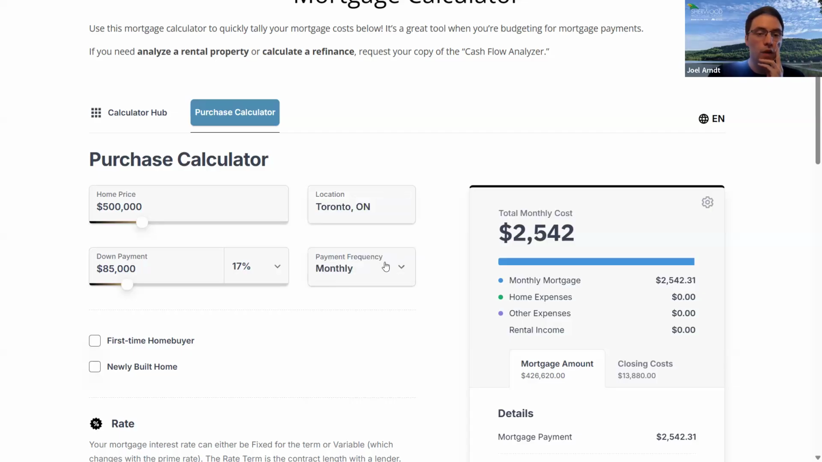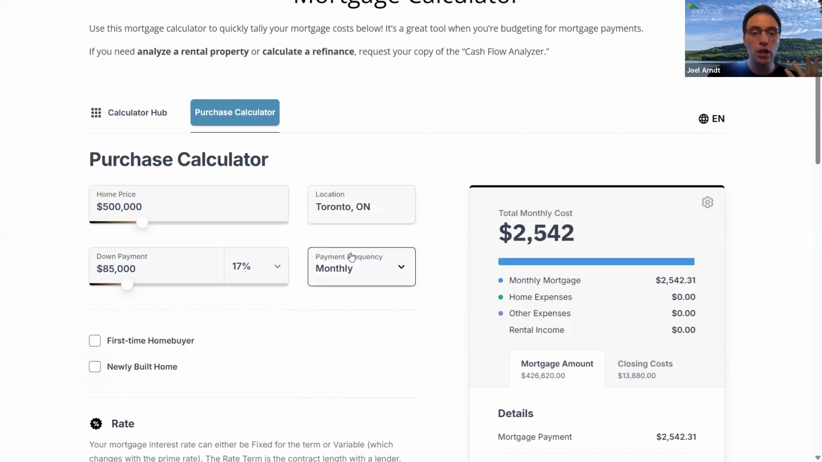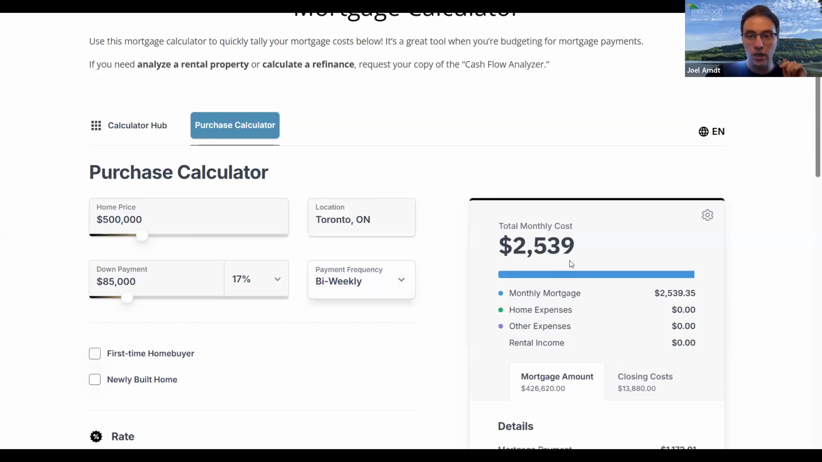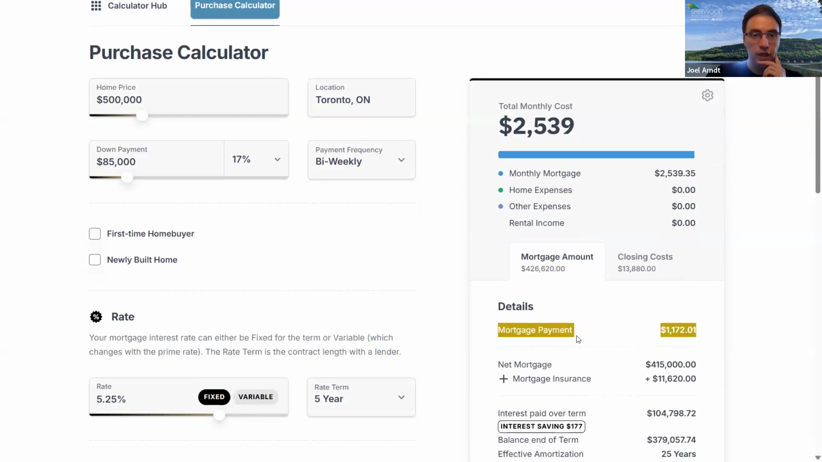Okay. You can select your payment frequency. So a lot of people will choose between monthly and biweekly. Now, the trick for this calculator is that this is still showing you the monthly cost. What you want to look for is the mortgage payment under details. Okay.